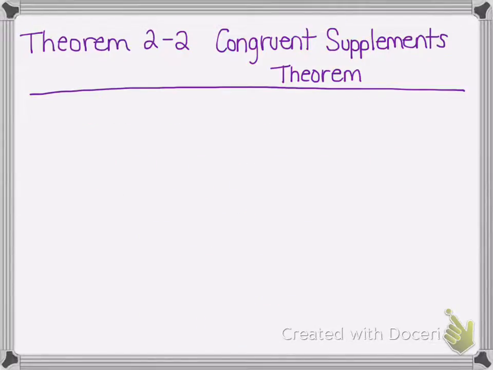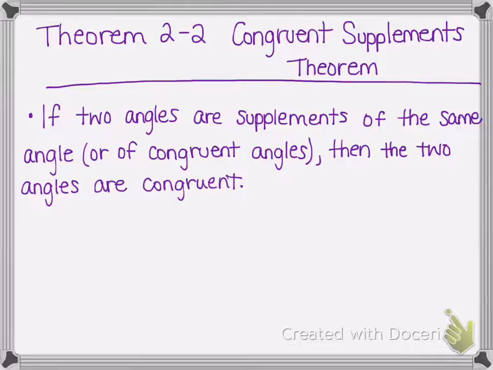Okay? The next theorem is the congruent supplements theorem. Now, this I also feel is kind of self-explanatory. So what this theorem says is that if you have two angles that are supplements of the same angle, remember supplementary means 180, then those angles are congruent.